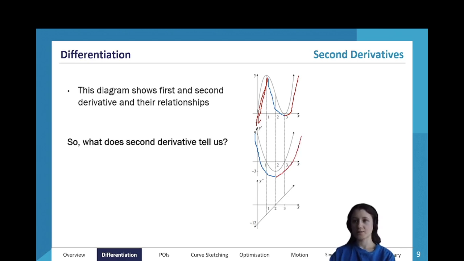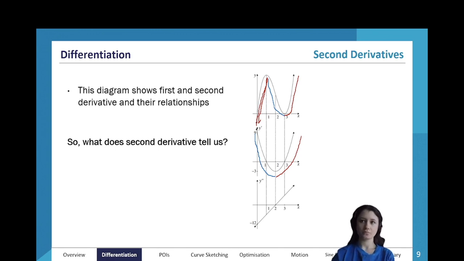Now I want you guys to have a look at the second derivative and see what that tells us. All right? Have a guess. When this curve has a negative gradient, our second derivative has a negative value. It's below the x-axis. When this curve has a positive gradient, our second derivative curve is above the x-axis. All right?